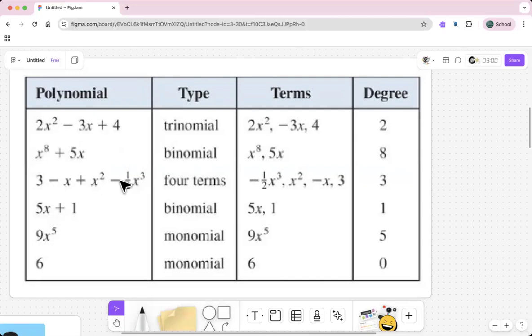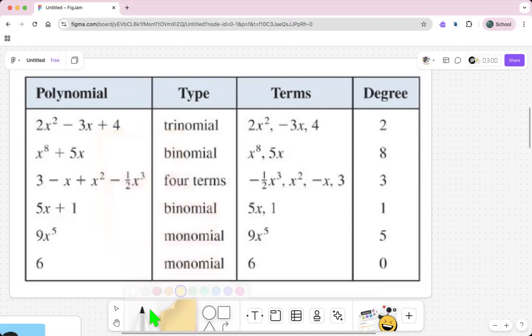Now for the third polynomial expression, a little bit tricky here, I can see that I have the coefficient negative 1/2 x to the power of 3. Now x to the power of 3 is larger than x to the power of 2. So because of that, maybe I'm going to use my little tools here.